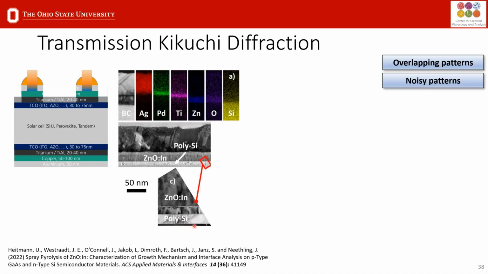So this is a bright field TEM image, just to show you a cross section of the different layers. Here at the bottom, which is cut off, we have the large single crystal silicon. Then we have this polycrystalline layer of silicon, and then we have the zinc oxide polycrystalline layer that's grown on top of this.